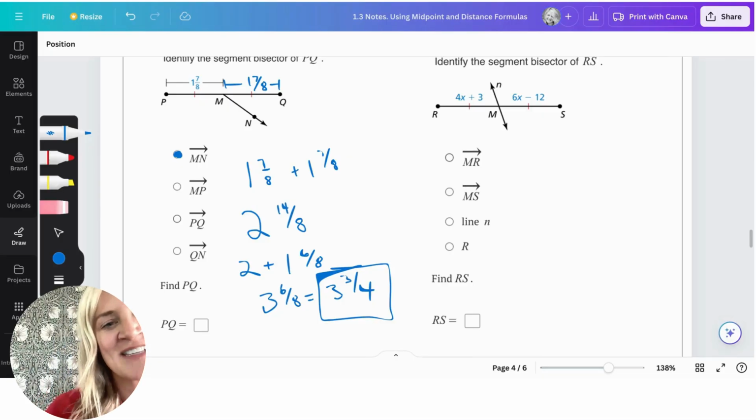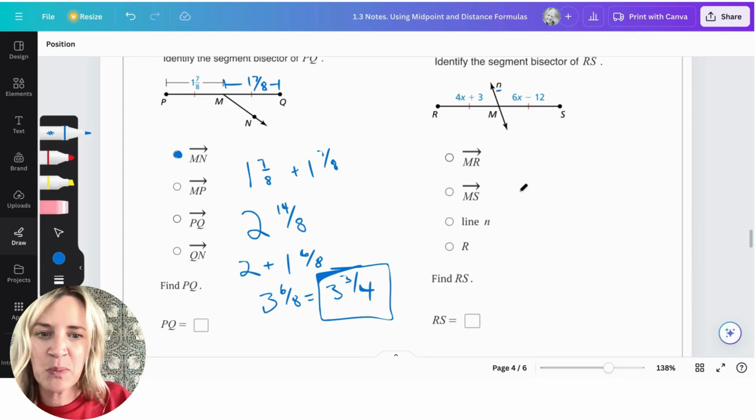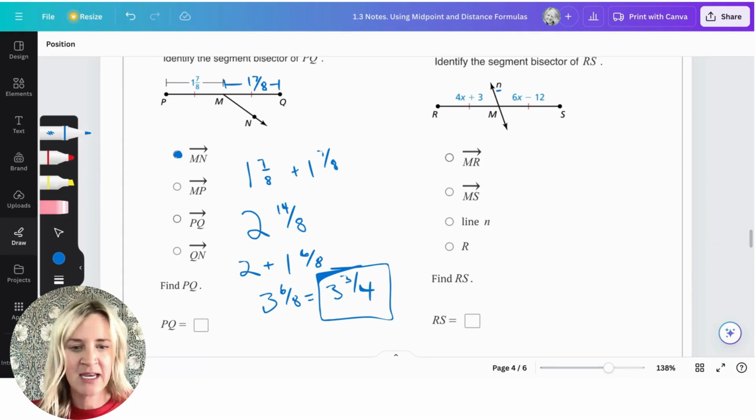All right, identify the segment bisector of RS. So we have segment R to S here. It is bisected right here, cut in half. What is cutting it in half? It's a line. All right, so let's see which one is naming this correctly. This line doesn't have 2 points. So there's no way to actually name it, except it does have this N here. Remember, you can name a line by 2 points or a letter naming that line. So this is called line N.